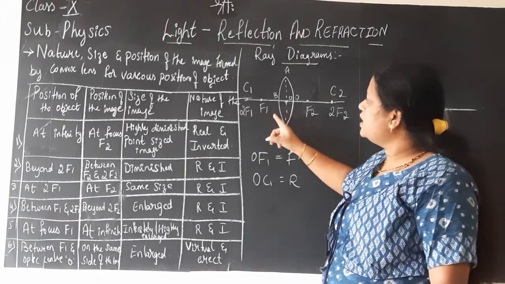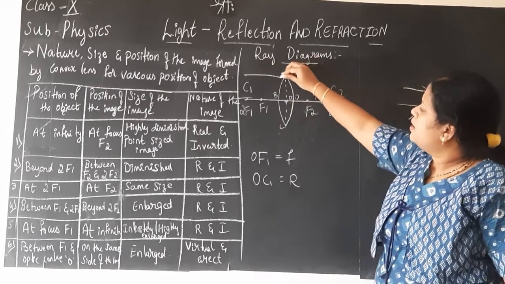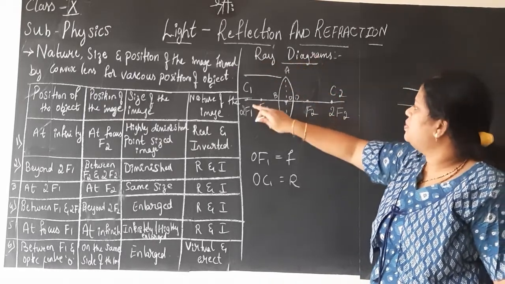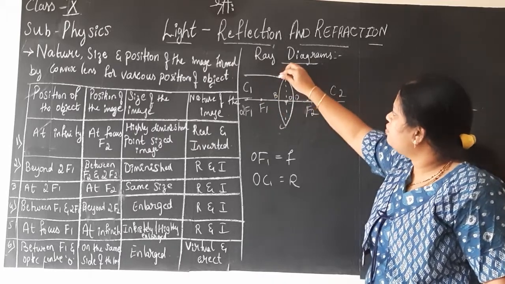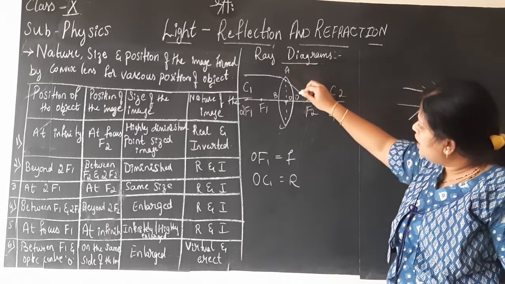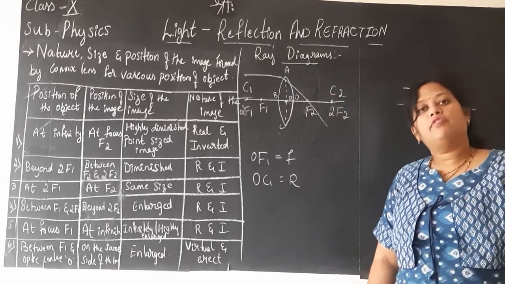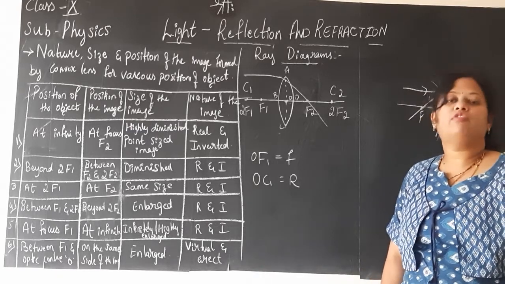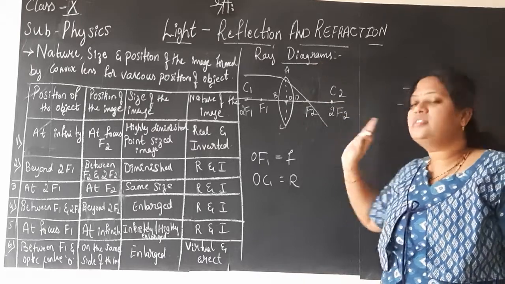Similarly, here in case of the lens, children, light passing parallel to the principal axis. This is the principal axis, this line. If the ray of light comes parallel to it, it will pass through the lens and it will pass through F2, that is the principal focus of the lens on the other side of the lens.